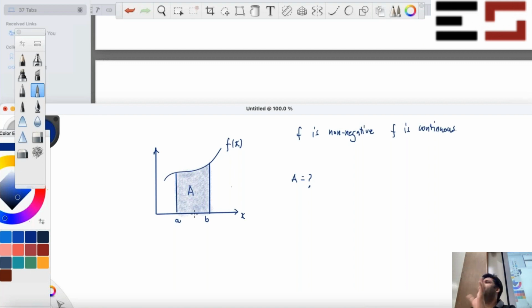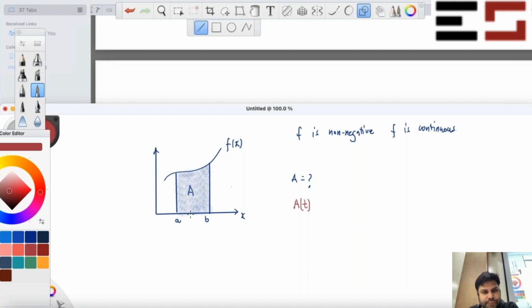I'll define a function A(t). Let me define a function A(t). So what is A(t)? A(t) is basically this area, where this is t. So A(t) is basically this area. Is that okay? So basically A(t) is the area below the function between a and t. That's how you can think about it.